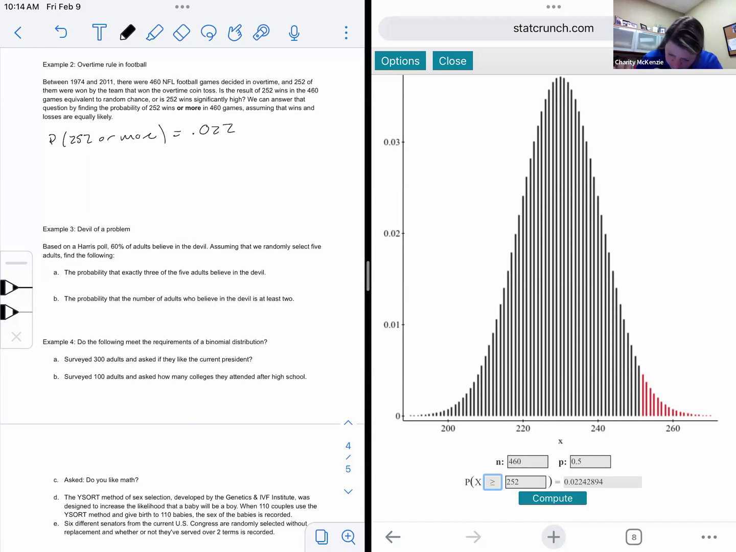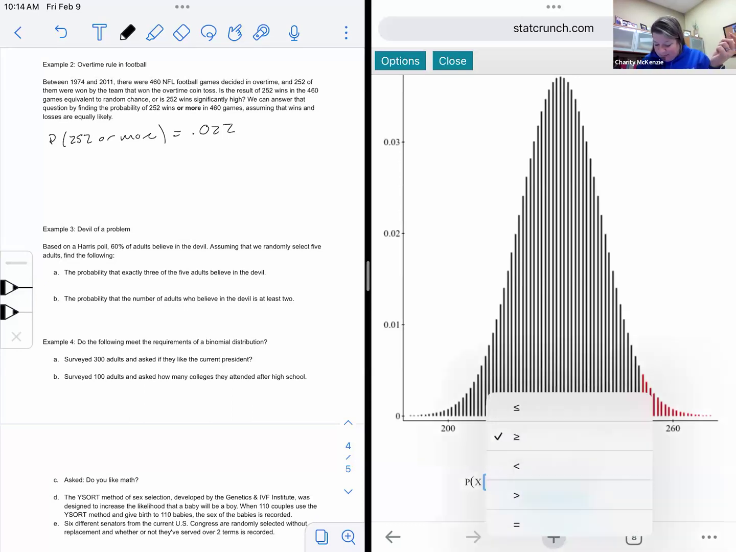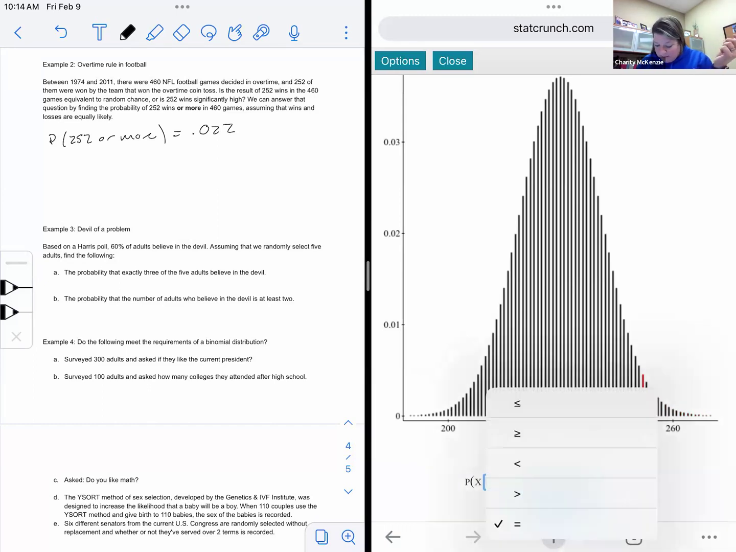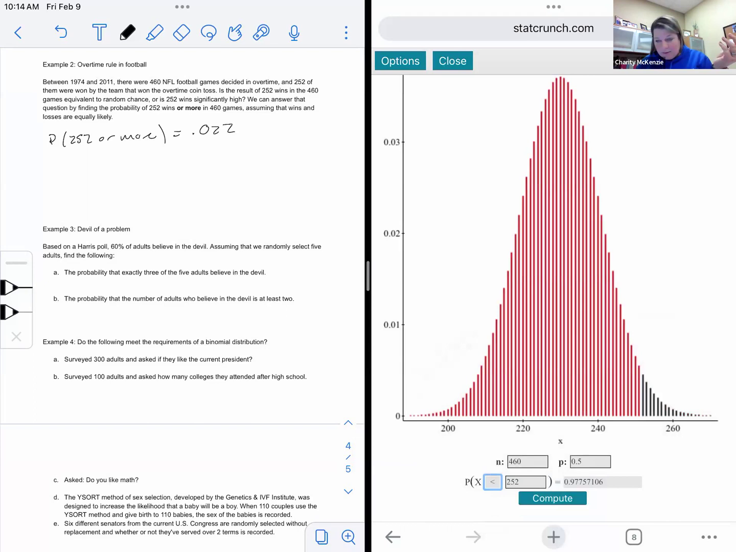I think we answered all the questions. Or more games. Yep, this is just our probability. And look, we could look at what's the probability of being equal to the 252. There's that one. We could be less than or not equal to, right? So really, you can put in whatever you want here and kind of play, which is sweet. And it'll give us that probability.